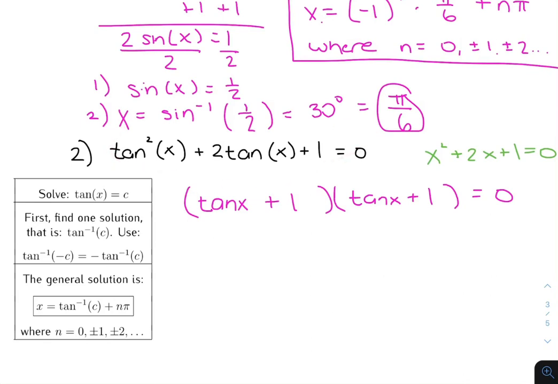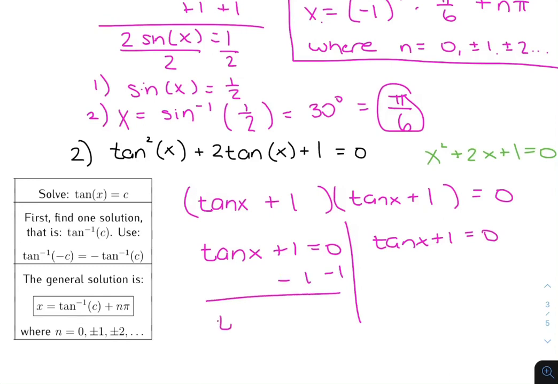And now we just want to solve for x. So what we usually do is we set both parentheses equal to 0. So we can do the same thing here. So we have tangent of x plus 1 equal to 0, and tangent of x plus 1 equal to 0. So now we're just, again, going to solve for x. We're going to subtract 1 from both sides, and we have that tangent x is equal to -1. And then the same thing is going to follow through on this side. So here we're also going to have tangent of x equal to -1.